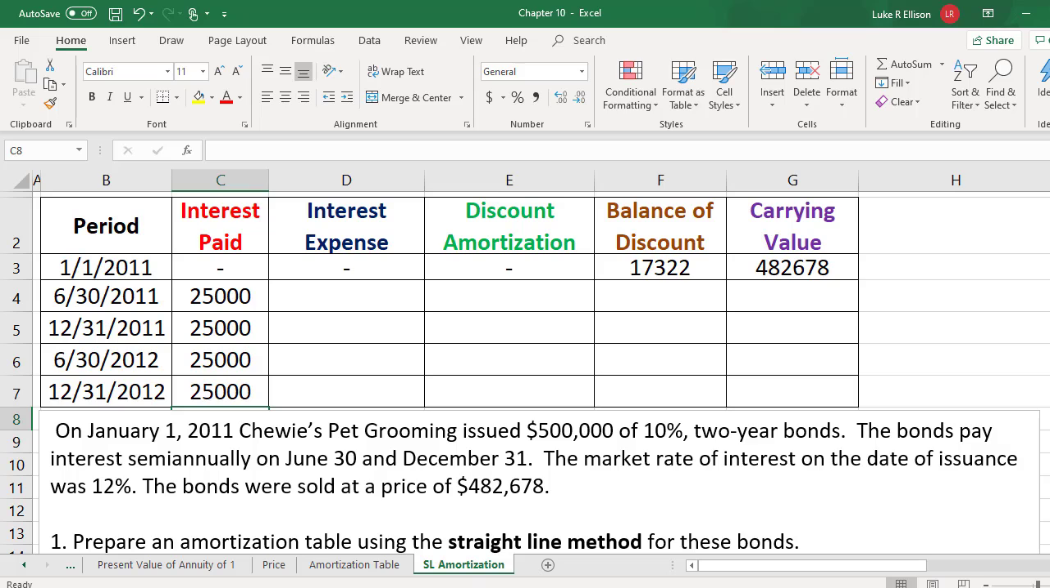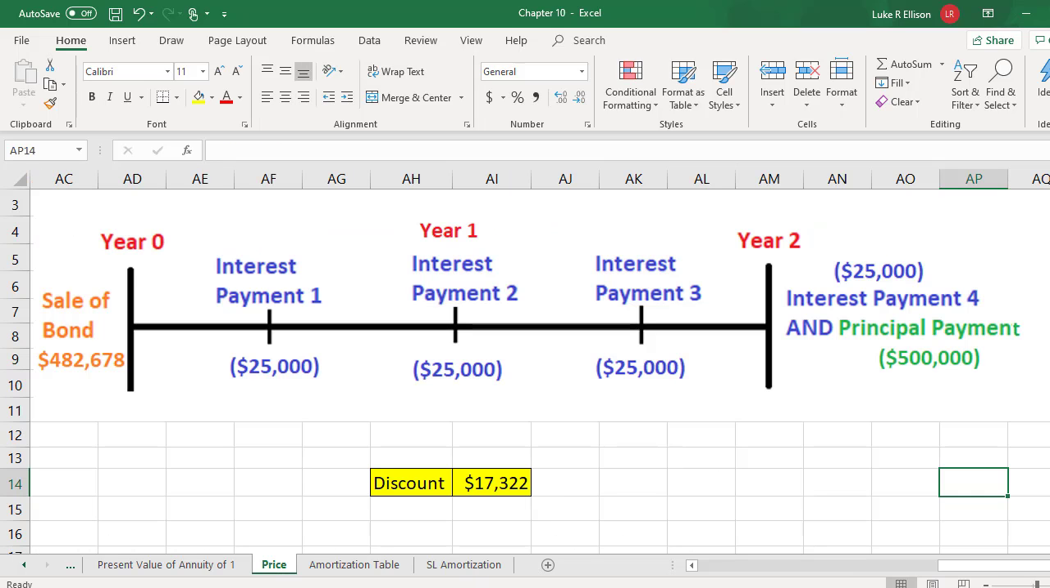So now let's move on to the remaining columns of this amortization table. First, the interest expense. Now you might be wondering, why should the interest expense be any different than the interest paid? And that's a really good question, which we're going to explore right now.